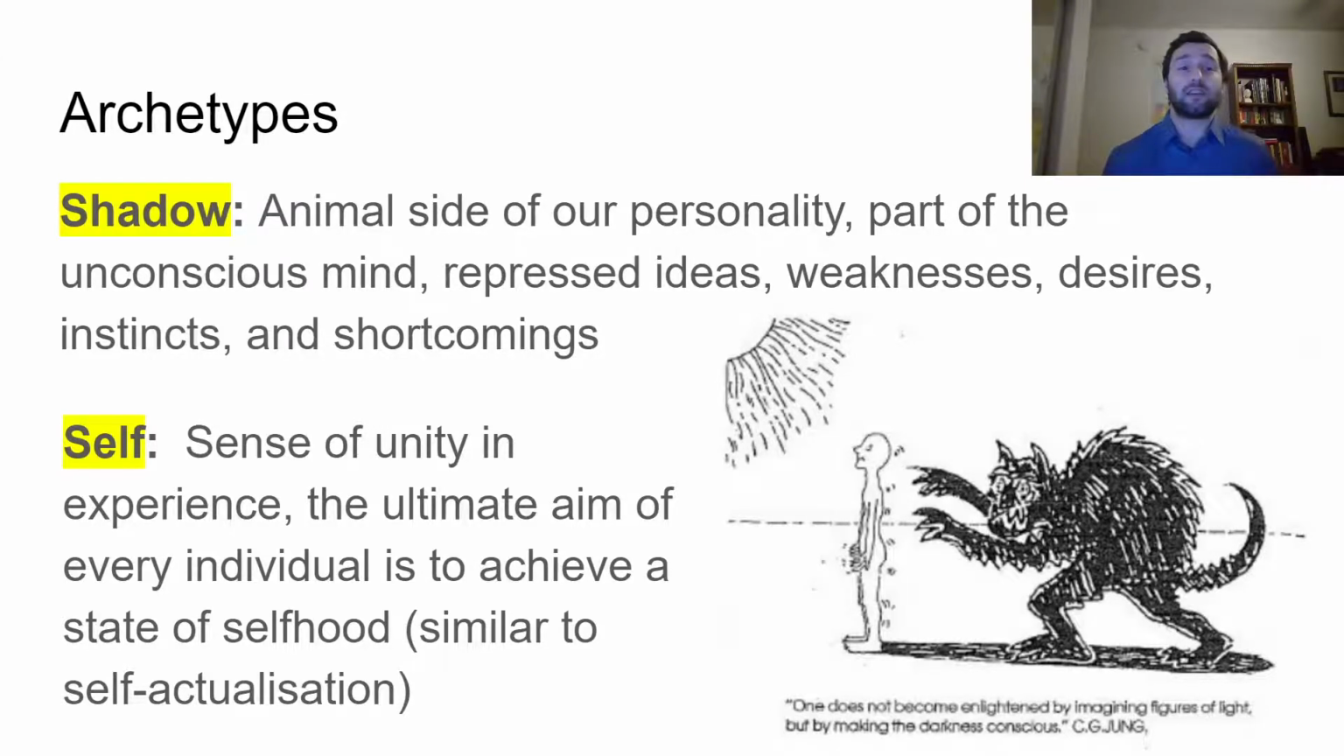And the last piece is the self. So the self is a sense of unity in experience. The ultimate aim of every individual is to achieve a state of selfhood. So you can connect this pretty well with Maslow's hierarchy of needs and self-actualization. If the shadow is all of the negative weakness, instinctual sides of us that is full of shortcomings, all these negative aspects of who we are, the self is the opposite. It is who we want to be. It is who we wish we could become. It's our aim in life. And so you can see how the self and the shadow are dichotomies, they're opposite sides.